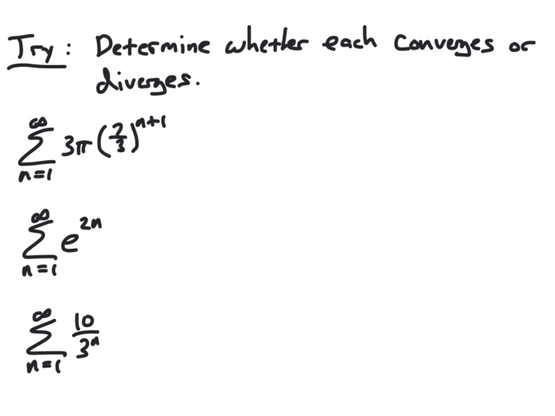If you'd like to try some similar examples, you can pause the video and determine whether the following geometric series converge or diverge. First, the series from n equal 1 to infinity of 3 pi times 7/3 to the n plus 1. Then the series from n equal 1 to infinity of e to the 2n. And finally, the series from n equal 1 to infinity of 10 over 3 to the n. You can resume the video in a few seconds to see the full solutions for all three series.